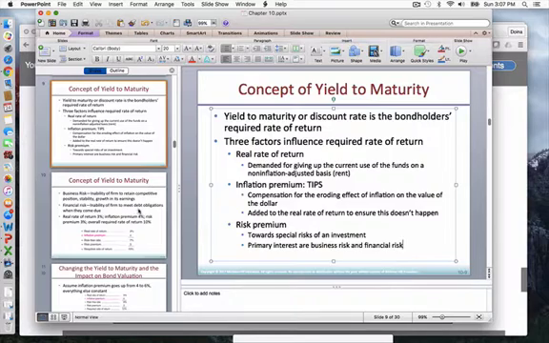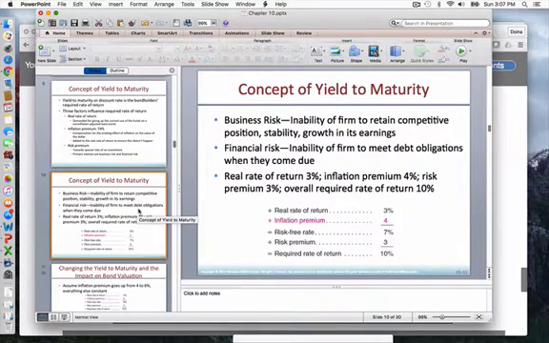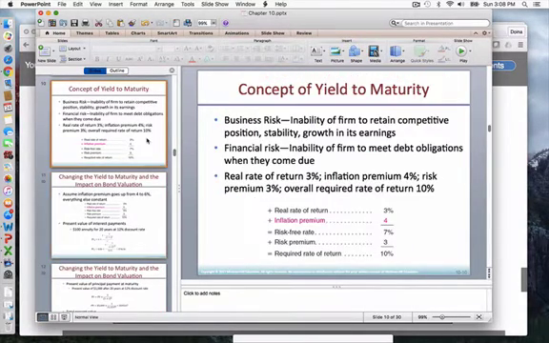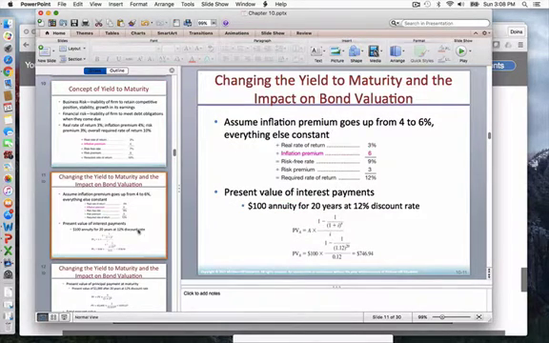And given these three factors, this is how they are calculated. Each of them has a percentage, and they add up to the total required rate of return. 3% real rate of return, inflation premium 4%, risk premium 3%. Total is 10%, 3 plus 4 plus 3. So now suppose that inflation goes up, from 4% here on this slide to 6%. That means we have an increase in total required rate of return from 10% previously to 12%.